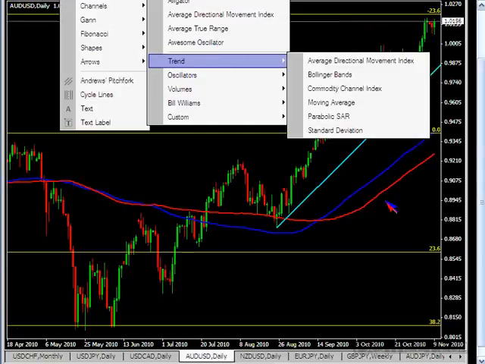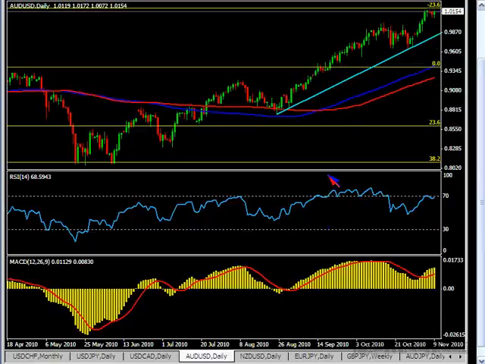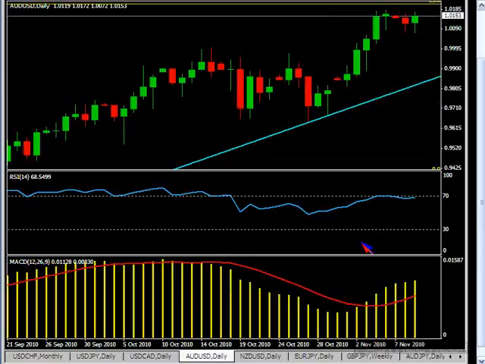RSI is under oscillators, relative strength index. We talk about the RSI divergence, convergence, the same way we talk about the MACD. What we want to see is when the market makes new highs, the RSI also makes new highs, and the MACD also makes new highs. However, more recently what we saw was when the market was making higher highs, the RSI was going lower, and the MACD was going lower. So yeah, that is pretty significant.